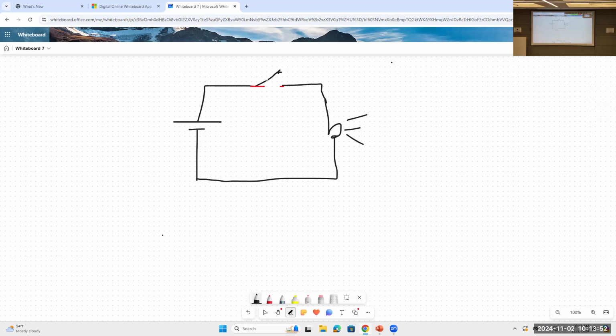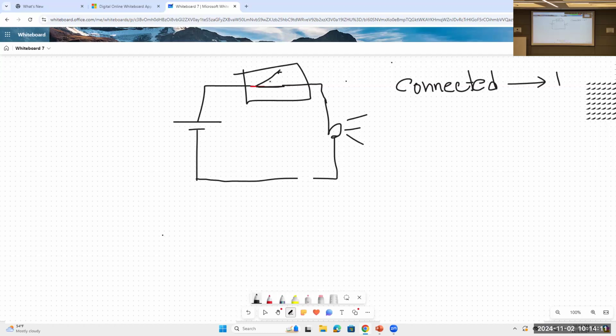Simple. So we represent this on and off by 0 and 1. When this portion is connected, we call it 1, and when this is not connected, we call it 0. We just represent it that way.